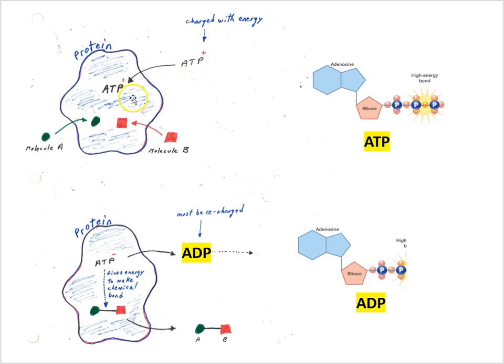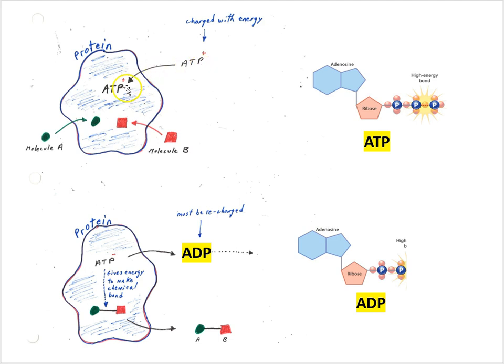Here we see the protein then, in order to have the energy to make that chemical bond, it has to bind an ATP molecule. Now I'm indicating that the ATP molecule has a quantity of energy available, indicating with a sort of a plus sign here. So it's ready to go.